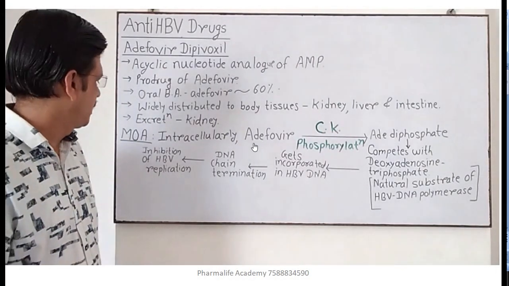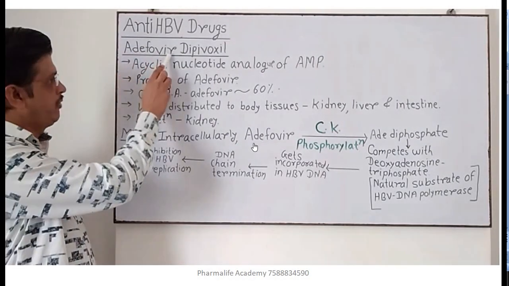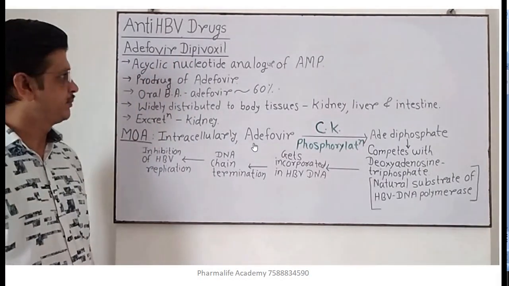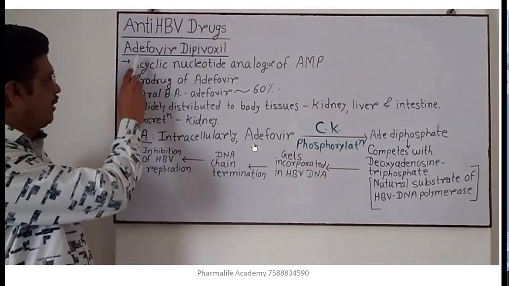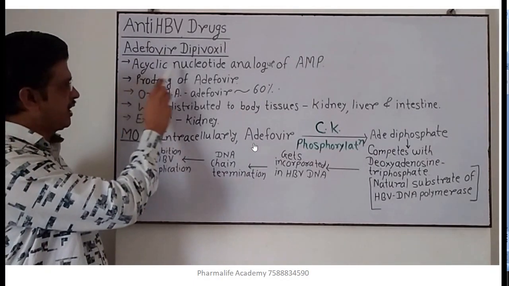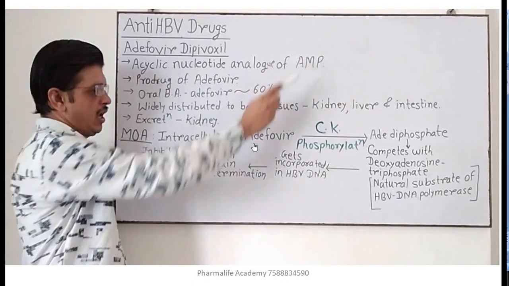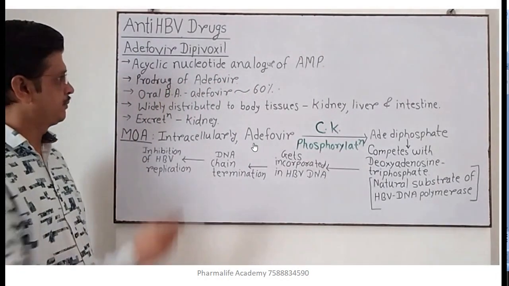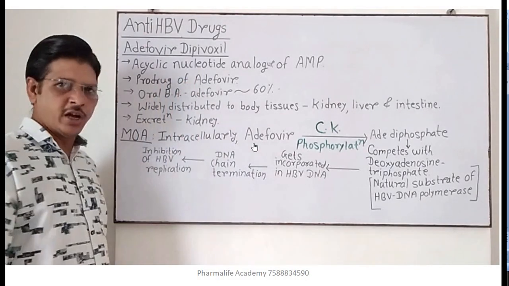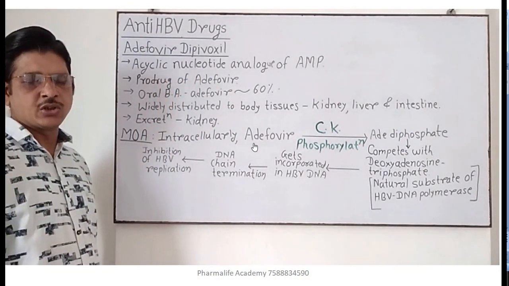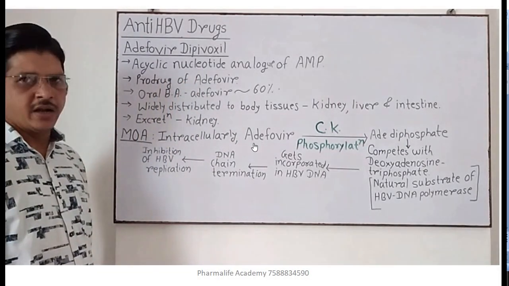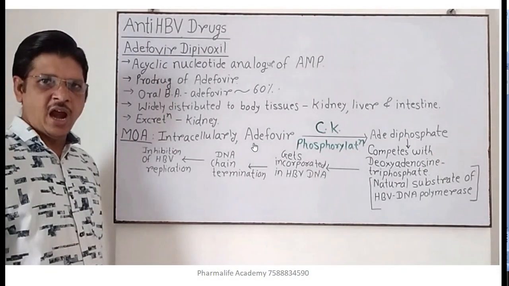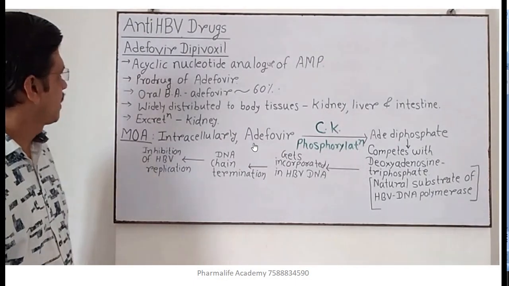Anti-HBV drugs. Let's study adefovir dipivoxil as an example of anti-HBV drug. Adefovir dipivoxil is a cyclic nucleotide analog of AMP. AMP is adenosine monophosphate. It is a nucleotide. Nucleotide means it contains a sugar, a phosphate group and a nitrogenous base. The nitrogenous base is adenine in this case.